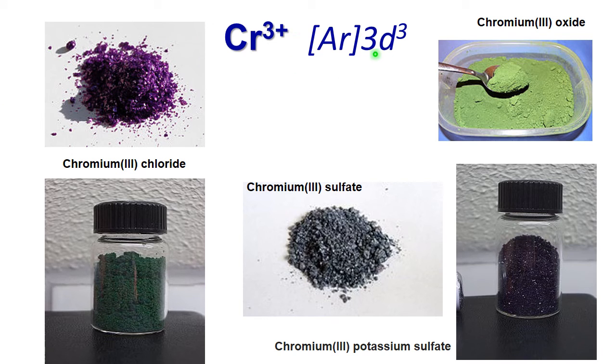Chromium 3 plus has 3 electrons at the d level. Because all the compounds are octahedral, they occupy the lowest 3d orbitals after octahedral splitting. All electrons are directed in one direction, so you have 3 unpaired electrons. These are highly paramagnetic compounds. It's a very stable state, so all kinetics of reaction with chromium 3 plus is very slow because of this stability. Colors are very bright.